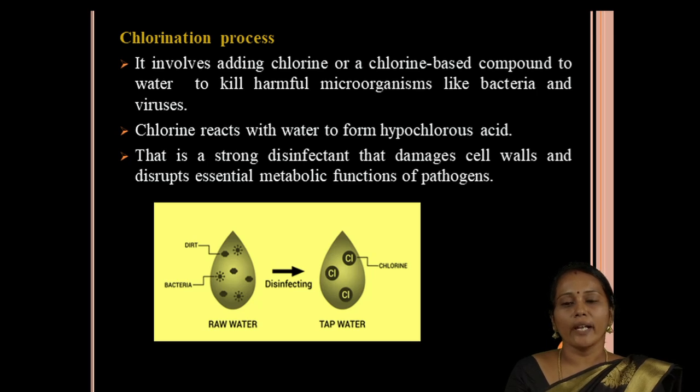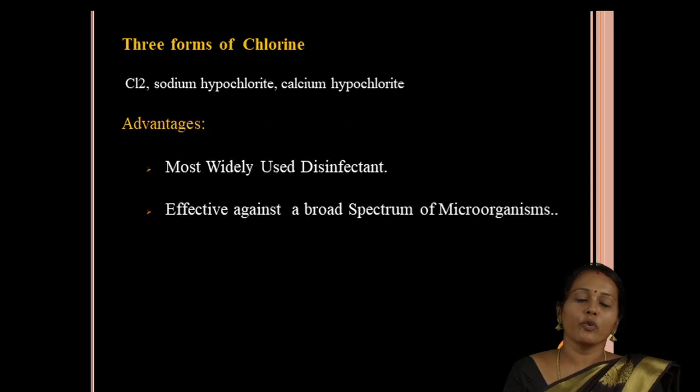It involves adding chlorine or a chlorine based compound to remove harmful microorganisms like bacteria and viruses. Chlorine reacts with water to form hypochlorous acid. This acid is a strong disinfectant that damages cell walls and disturbs essential metabolic functions of microorganisms. The three forms of chlorine are chlorine gas, sodium hypochlorite and calcium hypochlorite. Sodium hypochlorite is the most commonly used in the chlorination process.